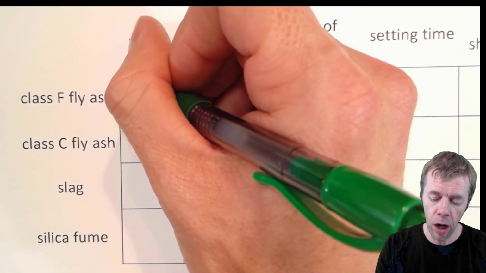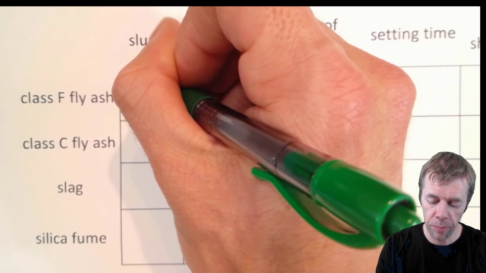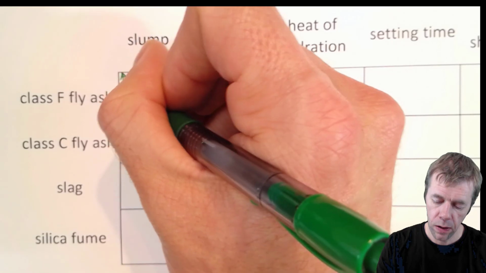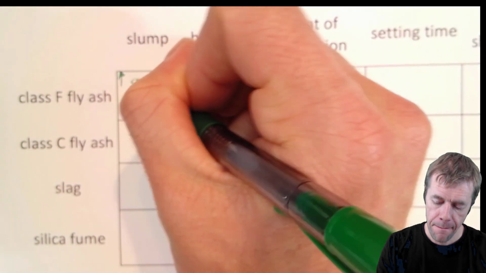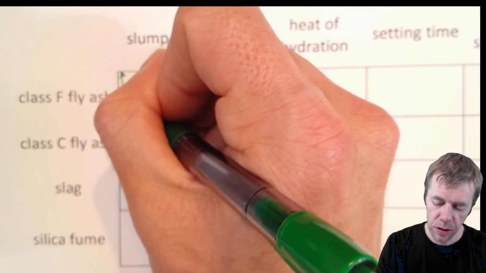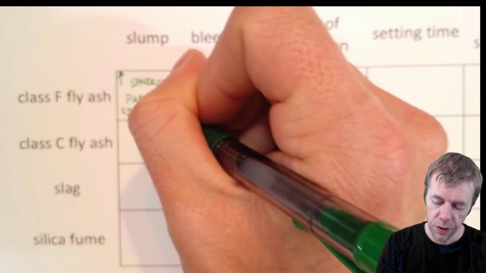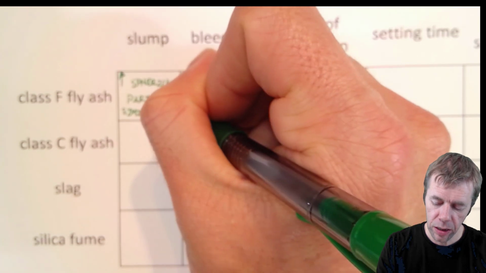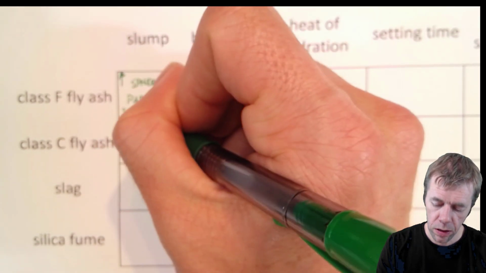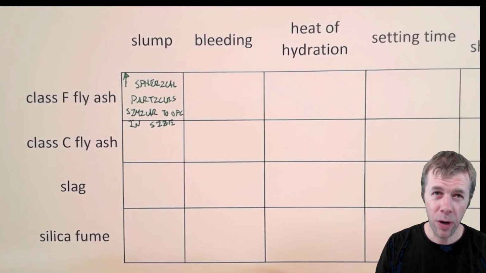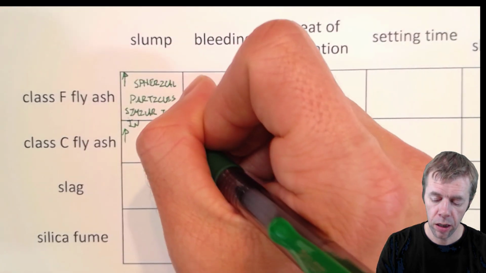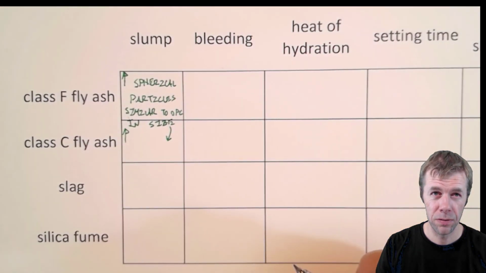Your slump is going to go up because we've got spherical particles, and they're similar in size, similar to OPC in size. I don't mind writing in the class C box because it's the same thing with the same answer.